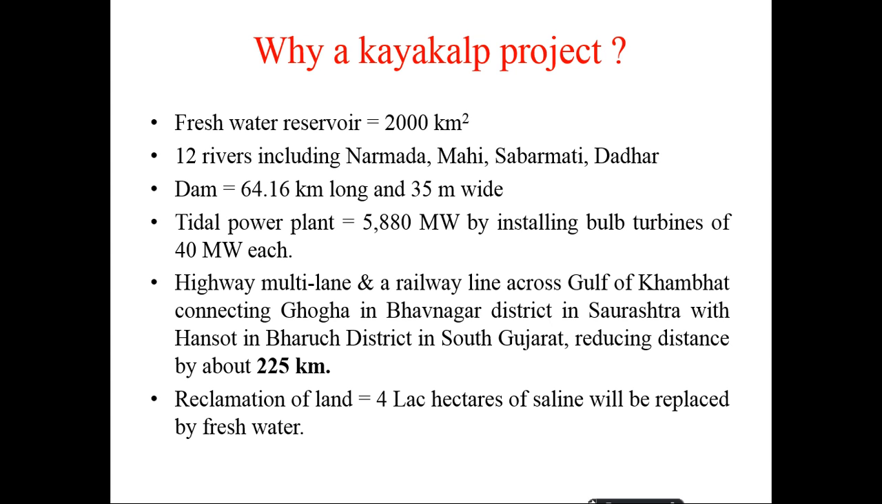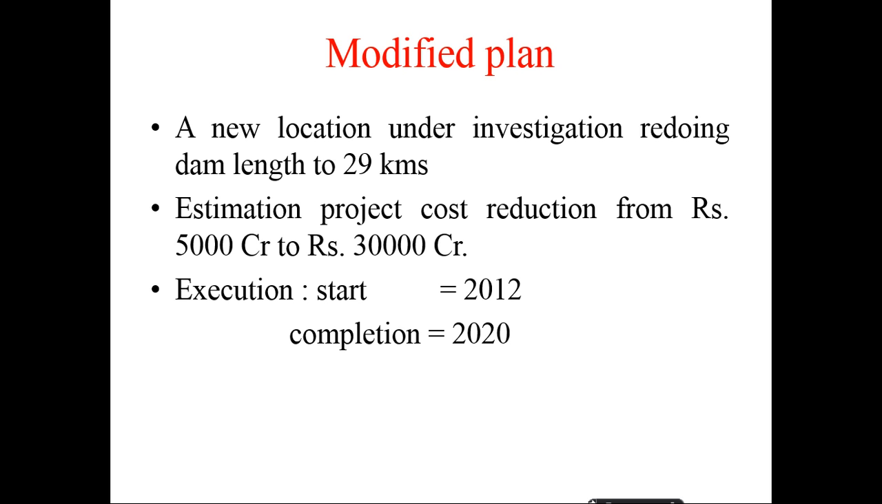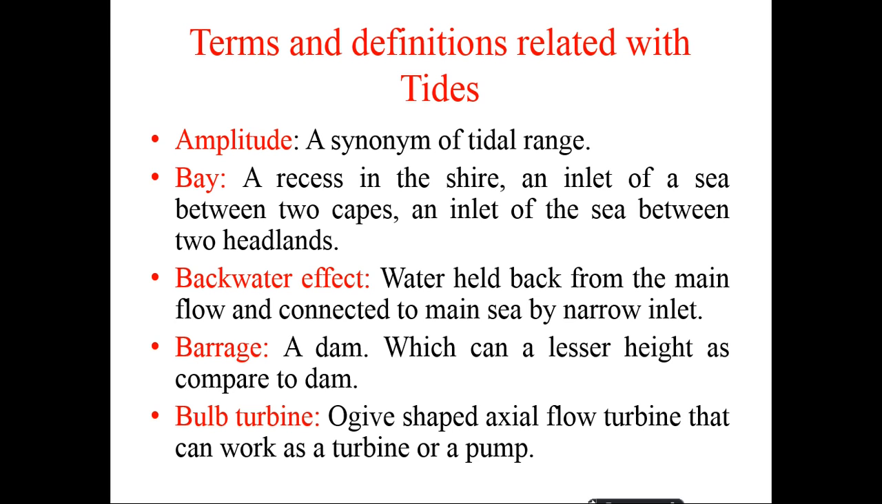There might be Ghogha in Bhavnagar district, Saurashtra, and Hansot in Bharuch district. By reducing the distance, you can save about 225 kilometers. So we have a reclamation of 4 lakh hectares of land, where the saline water will be replaced by fresh water. In the modified plan, the investigations are being redone for 29 kilometers, and the estimated costs are varying between 5,000 to 30,000 crore. It might be completed at the end of this year. This is the data we can have from internet resources.